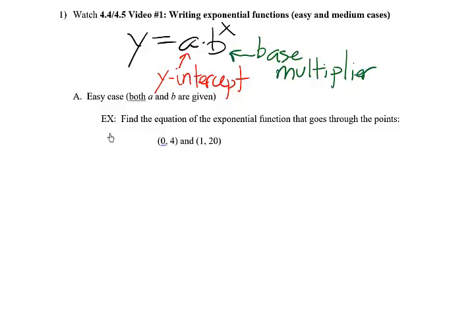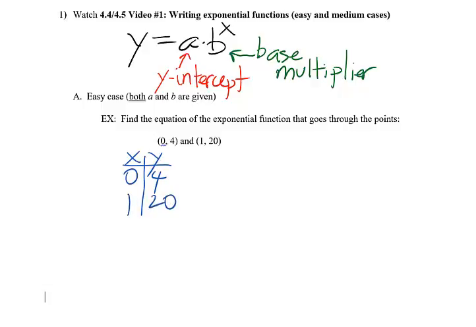Take a look at this example. Find the equation of the exponential function that goes through the points (0, 4) and (1, 20). I'm being told that it's an exponential function, and I'm being given a couple of points. Well, it might not be obvious to you that this is the easiest situation. You'll get better at recognizing that. One thing that might help would be to take the ordered pairs and write them in a table form. So I have (0, 4) and (1, 20).